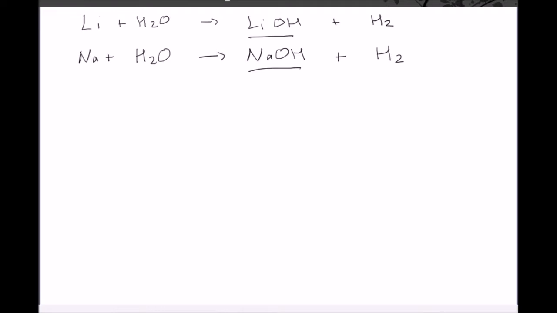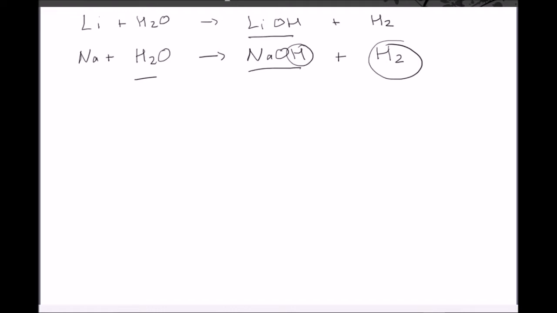There's a problem with our equation, of course, in that on the right hand side here, we have a hydrogen here and we have 2 hydrogens here. So in total we have 3 hydrogens, whereas on the left hand side we only have 2 hydrogens. So we're going to have to balance out our hydrogens here. So therefore, how do we do that?